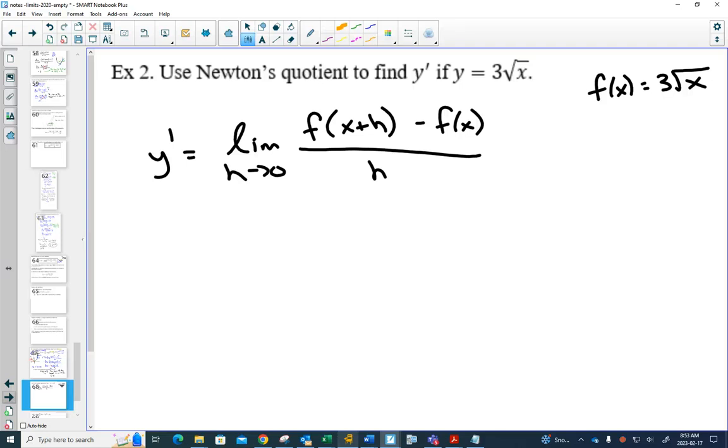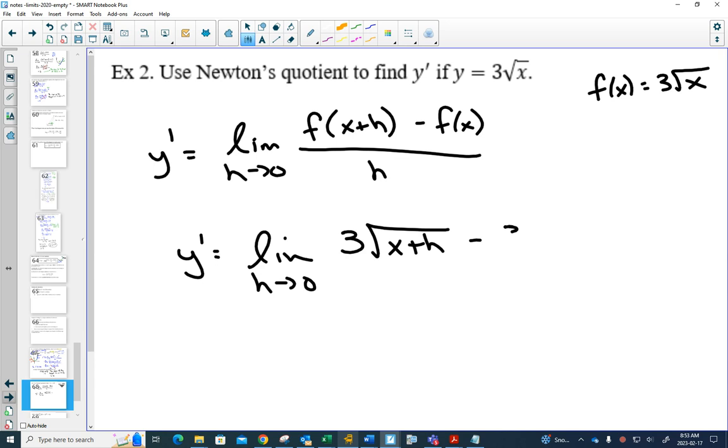Eventually, you won't write out the definition. You will probably start off with this. This would probably be your first line that you would write. You would go, okay, I could just write out the definition, but actually apply it to the formula that I have. So the formula that I have, here's f of x. First of all, I'm going to replace that x with x plus h. So I have 3 root x plus h minus 3 root x over h.